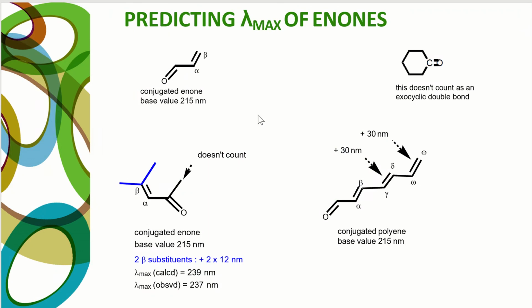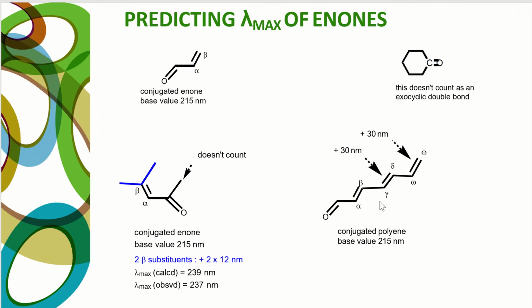So continuing on that, it's important to note that for this attachment, if we have an alkyl here, it doesn't count. What counts is what is attached to it. Well, we'll soon see in the slide coming up after this. But let's do the calculation for this compound. So our conjugated enone base value is 250 nanometers. We have two beta substituents, which is 2 times 12 nanometers, so 12 per beta substituent. We add them up and we get the same value as before.